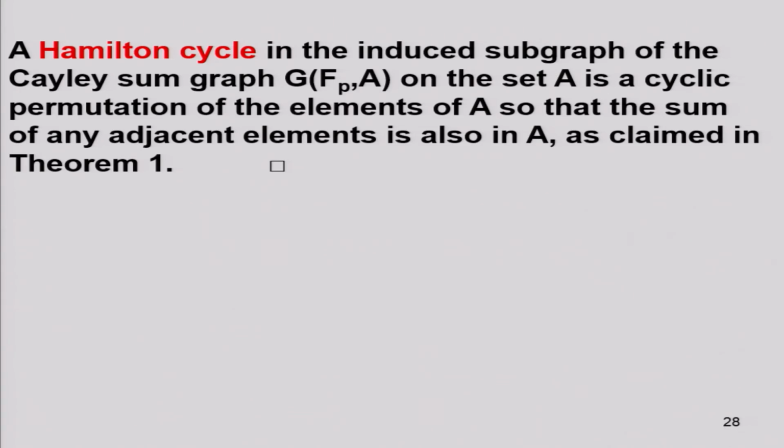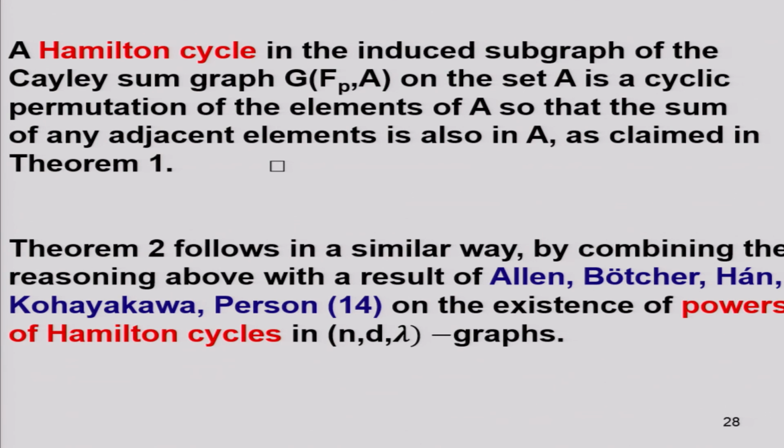Now this was theorem 1, and theorem 2 basically follows in a similar way by using another result about (n,d,lambda) graphs. That's a more recent result by Allen, Böttcher, Han, Kohayakawa, and Person. And it says something about the existence of powers of Hamilton cycles in (n,d,lambda) graphs, and you basically plug it in the same way.